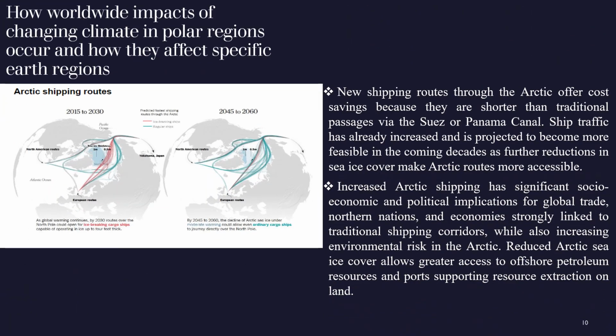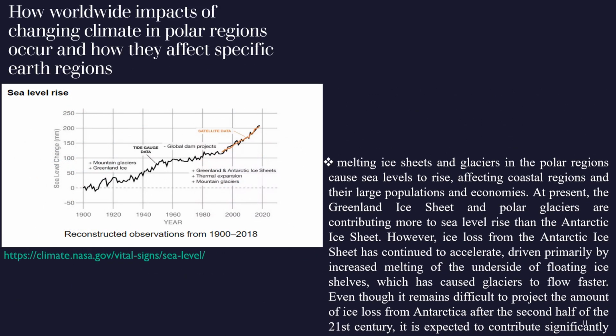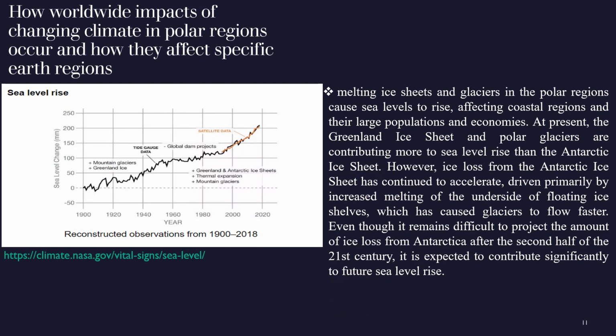Another point is the change in shipping routes. Although it promises less cost, ship traffic has already surged and is expected to expand more in the coming decades as sea ice melts and makes Arctic routes more accessible. The final thing to talk about is the melting of ice sheets and glaciers in the polar regions, which is currently making sea level rise and is harming coastal areas, most of the population around the coastal areas, and the economy as well.